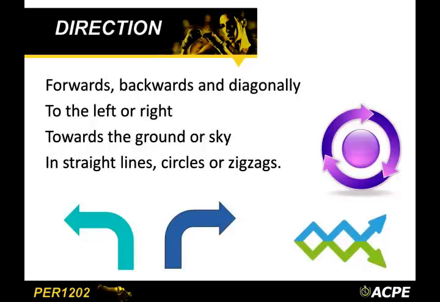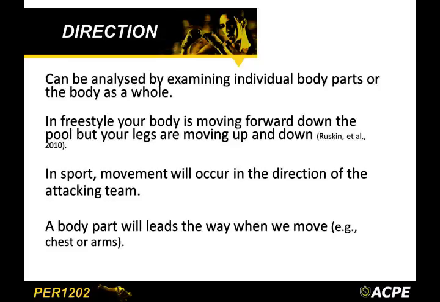The direction, fairly simple. The direction you want to go. Are you moving forwards? Are you moving backwards? Are you moving diagonally to the left, to the right? Okay, in straight lines, in circles, or in zigzags, depending on what sport you're doing. The direction we move can be analysed by examining individual body parts or the body as a whole. So, swimming example again. In freestyle, your body's moving forward down the lane of the pool, but your legs are actually moving up and down to create that movement.